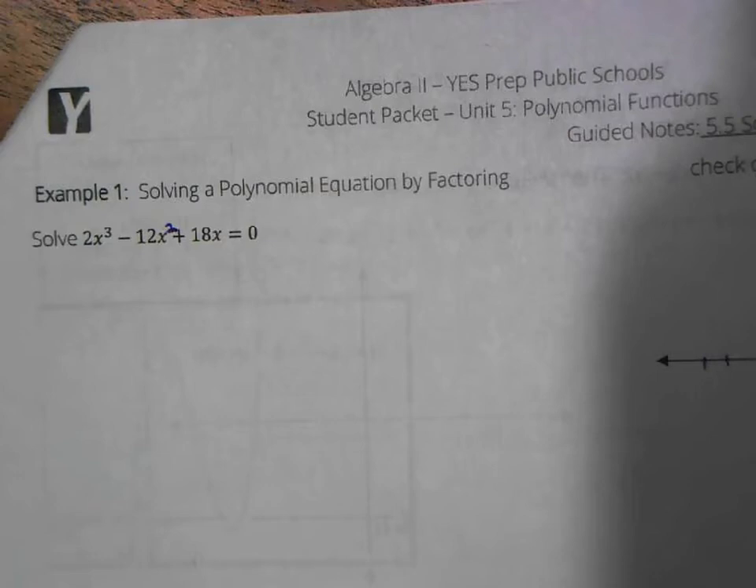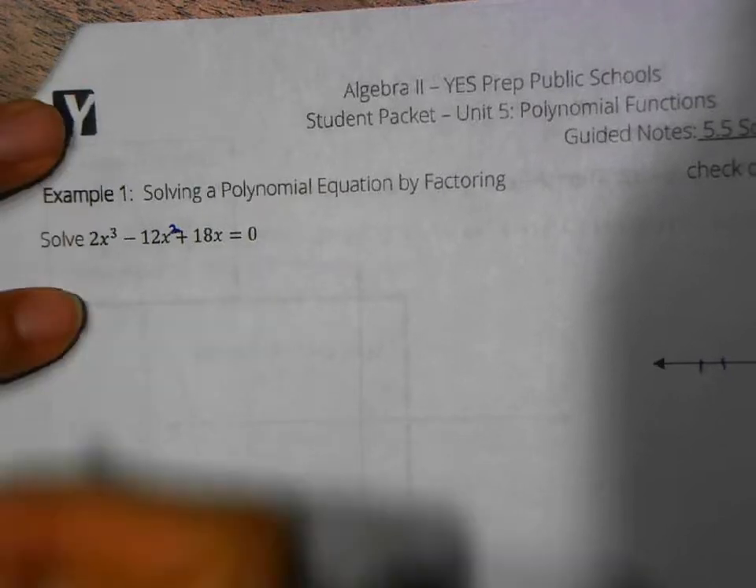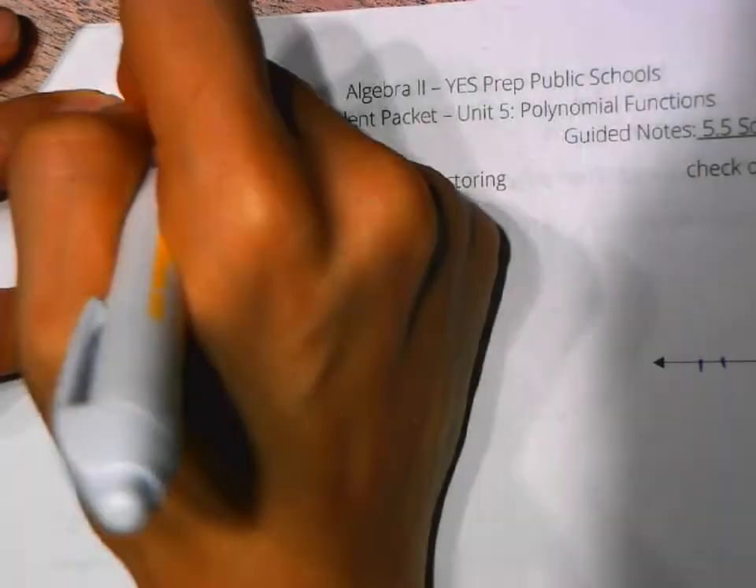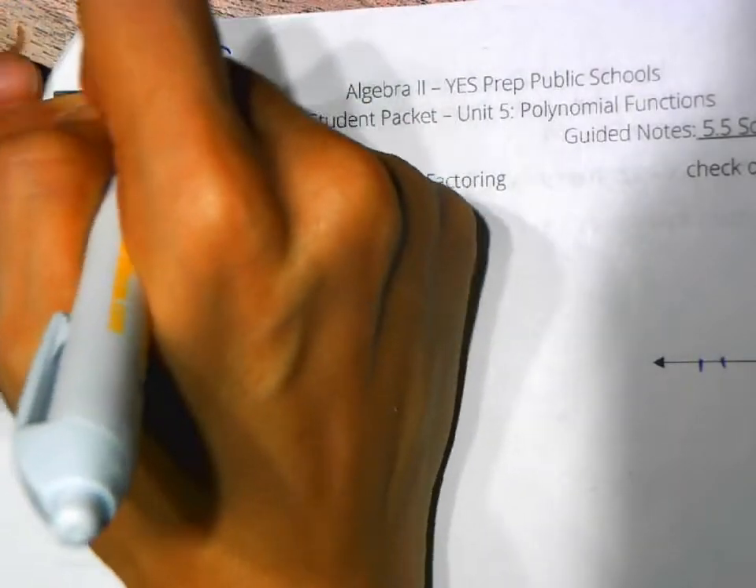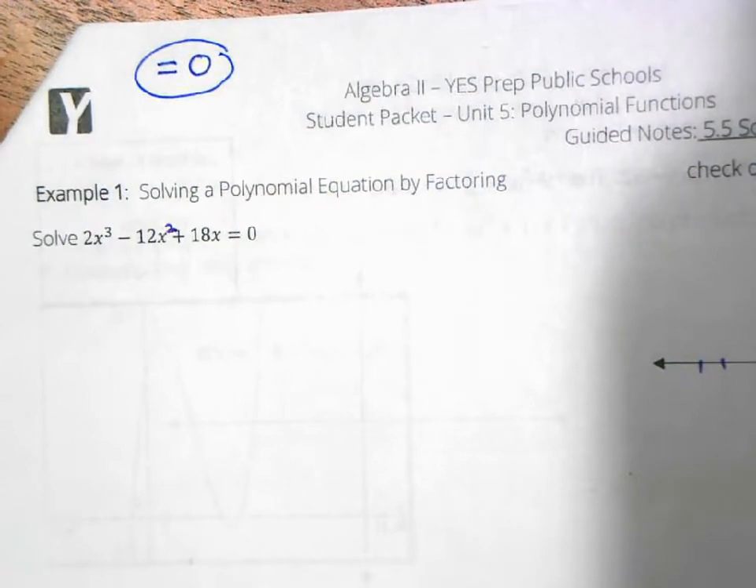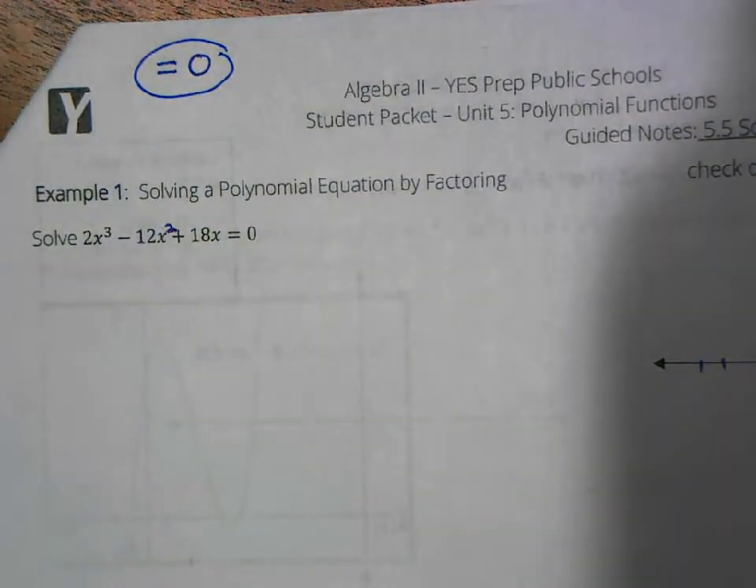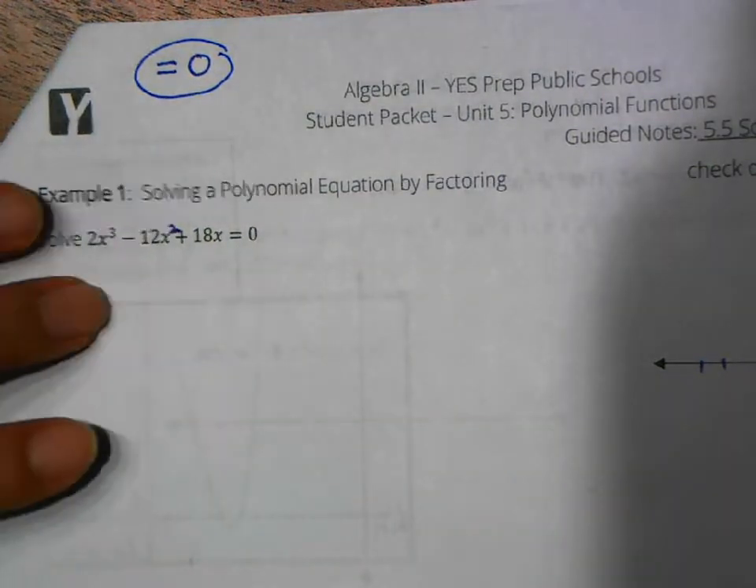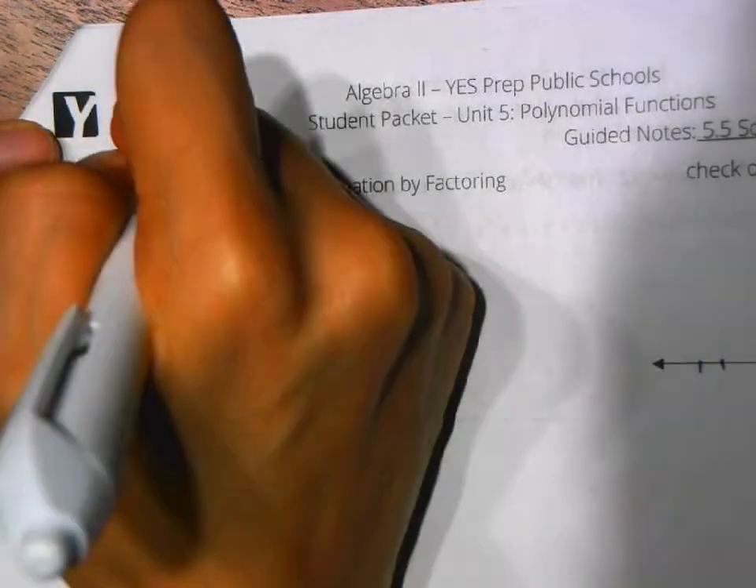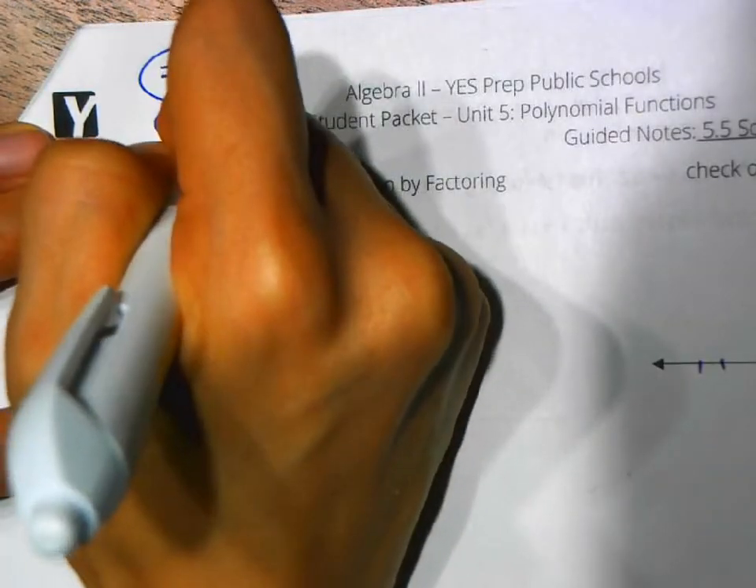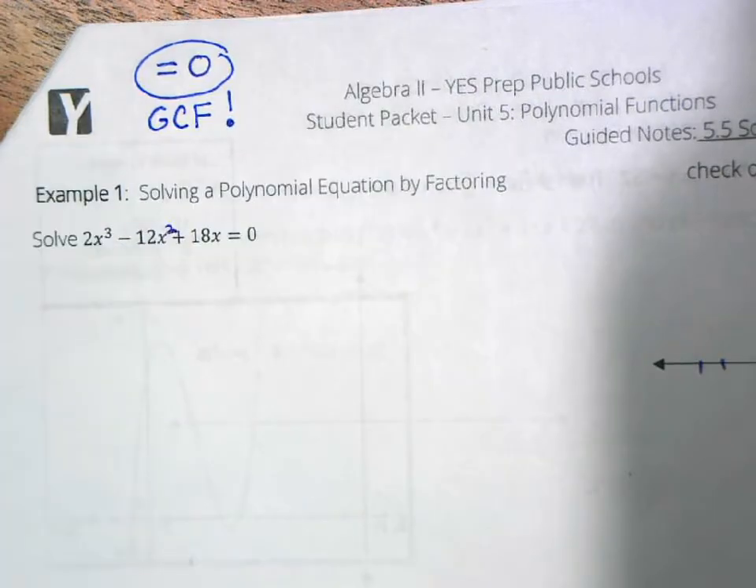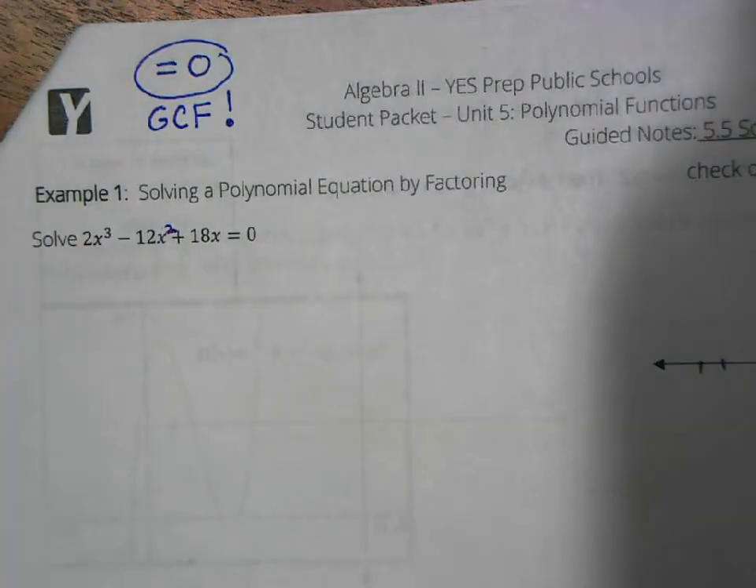Guys, today we are going to do some solving polynomial equations by factoring. So, a couple of things to remind us. One, we always want to make sure that when we're solving, we're making the equation equal to 0. That's very, very important. Two, when we're factoring, remember that we are going to factor out our greatest common factor first. Greatest common factor first.